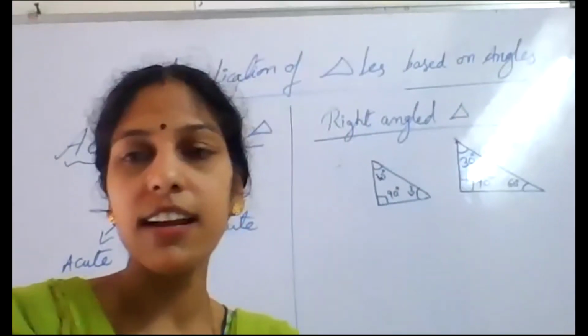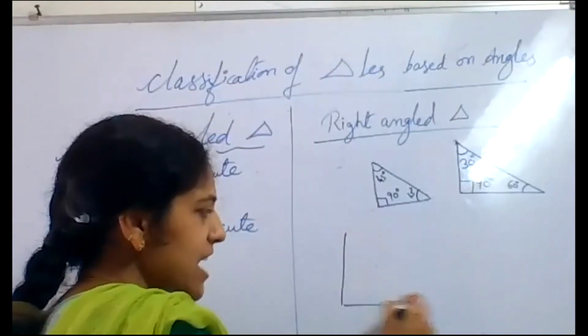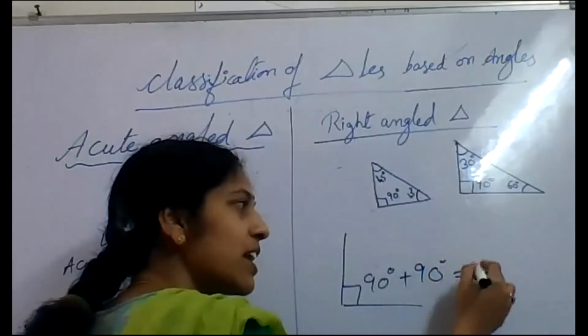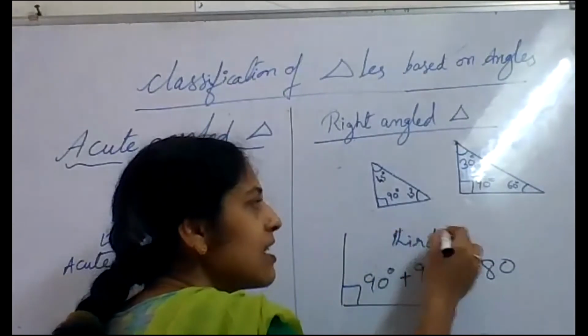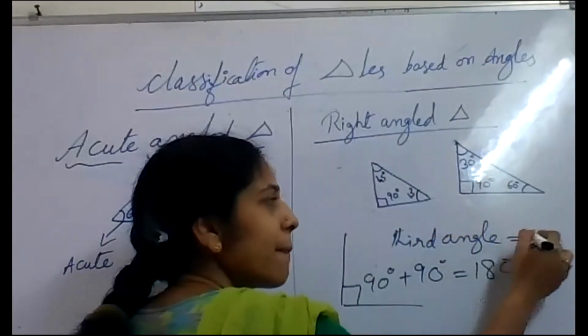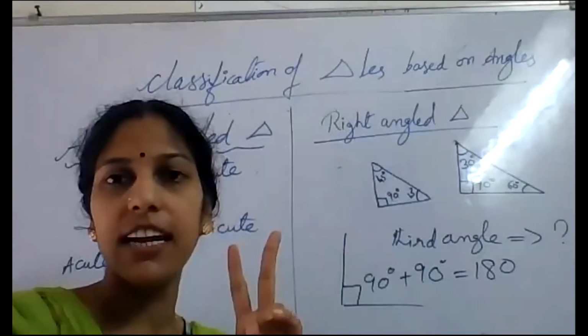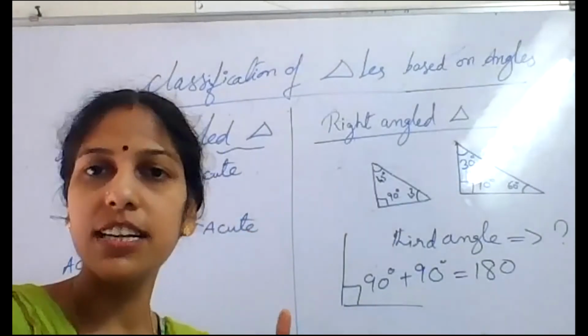One more thing, children. If we take 90 degrees two times, 90 plus 90 is already 180 degrees. Then what about the third angle in the triangle? That's why we cannot have two right angles in a triangle. A triangle can have only one right angle. Is it clear?